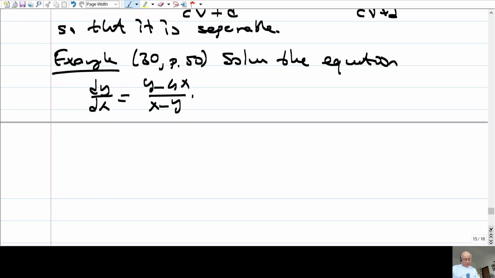Okay, let's solve this in the second hour using the method I just described above.